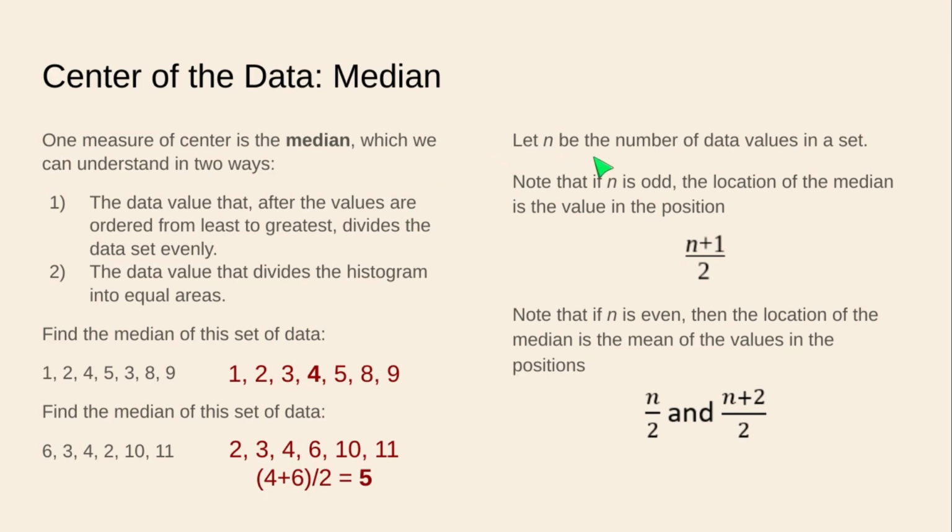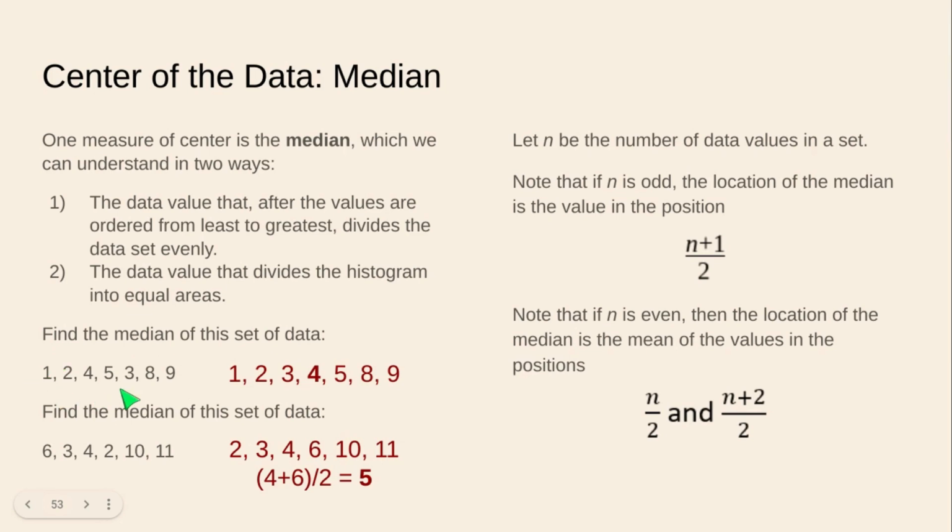Let n be the number of data values in a set, and we're going to assume n is a pretty big number. You can't just conveniently count to the middle like the examples over here. Note that if n is odd, the location of the median is the value in the position (n plus 1) over 2. So let's use our examples over here because they're nice and easy.